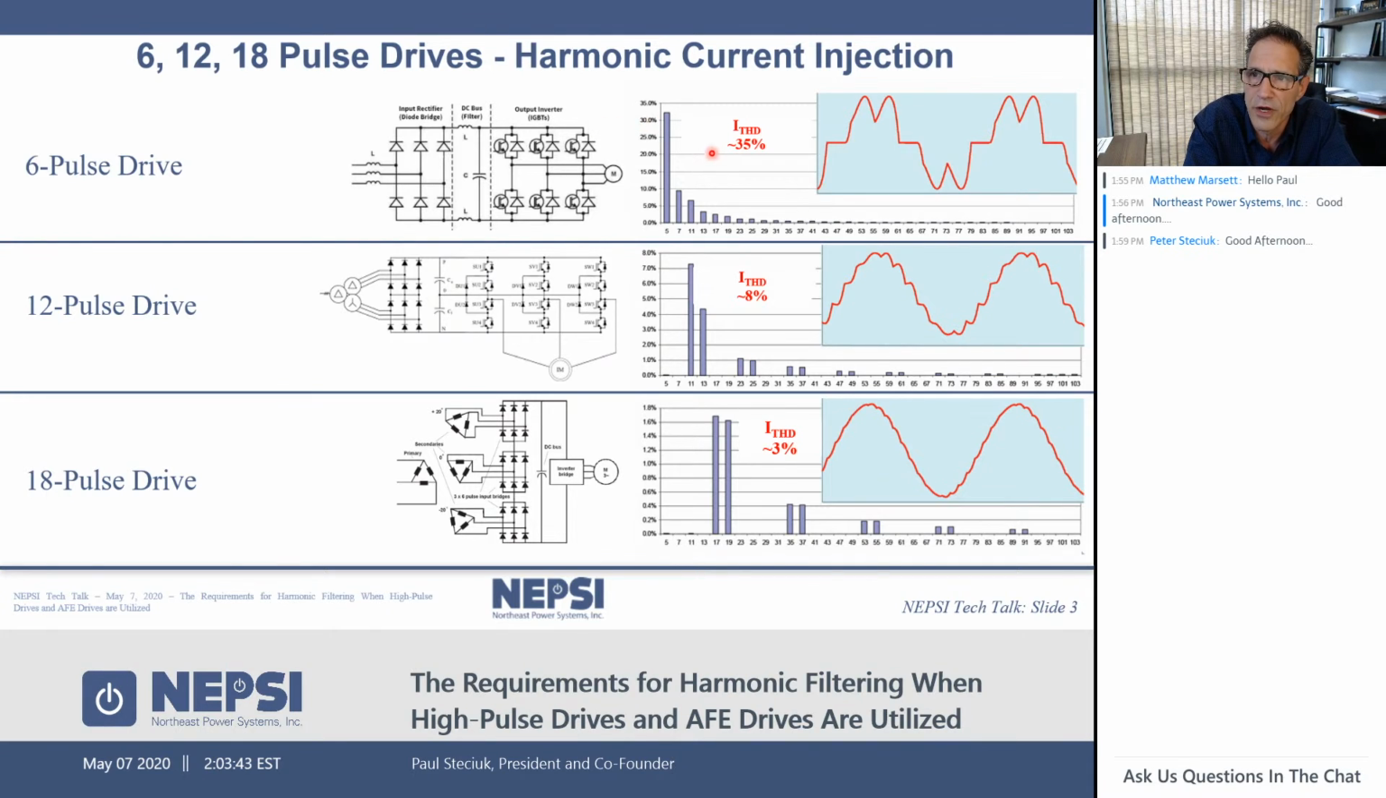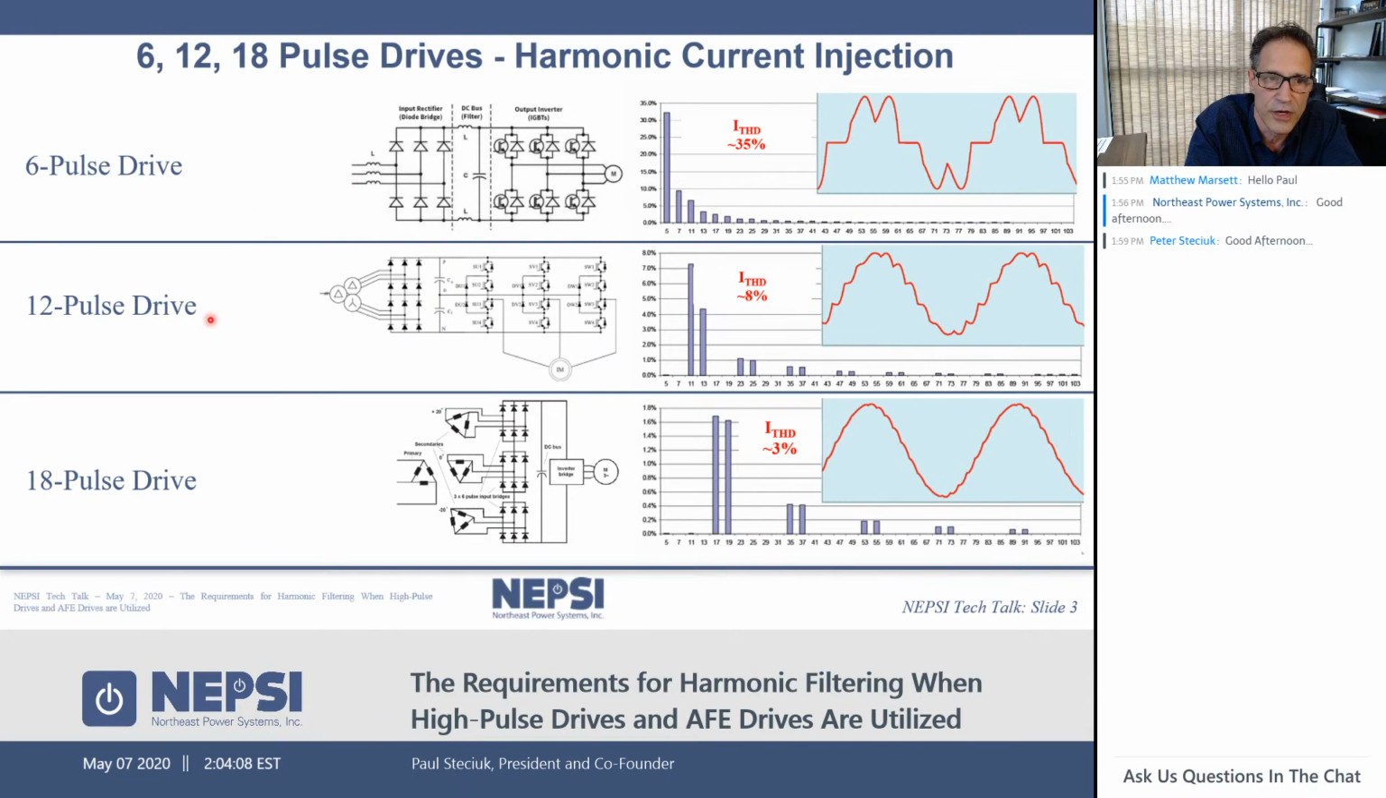So a 6 pulse drive will chop up the current in a fashion similar to this. And actually the amount of chopping that you get is related to the impedance in the front of the drive. You often hear about inductors on the input, line reactors, 3%, 5%, and so on. So the lower the reactance, the more chopped up the waveform will get. But 35% THD is pretty typical.